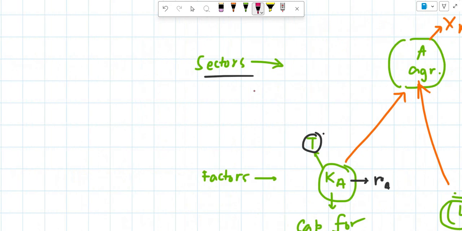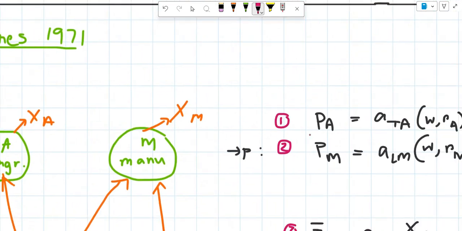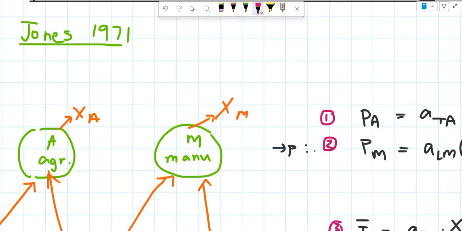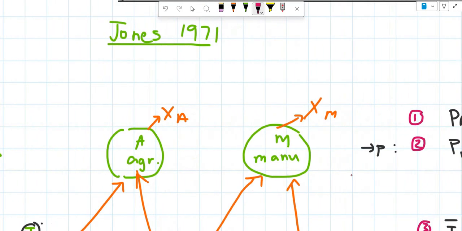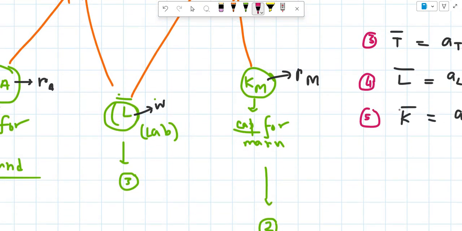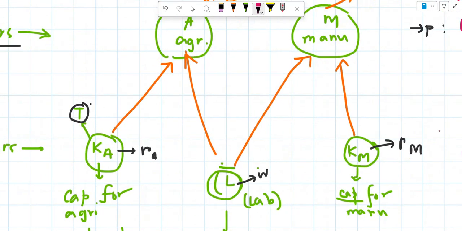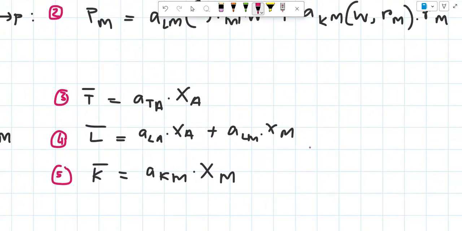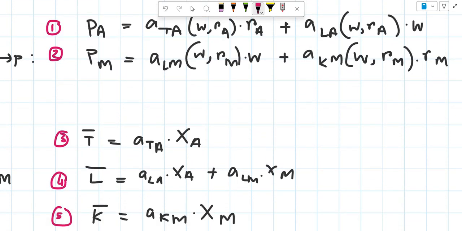So that is how you can remember the Jones 1971 model, right? Basically, the number of price equations is equal to the number of sectors in the economy, and the number of output equations, the factor endowment equations, is equal to the number of factors in the economy. So the addition of those gives you the total number of equations in the economy, and that essentially is the equational structure for the Jones 1971 model.